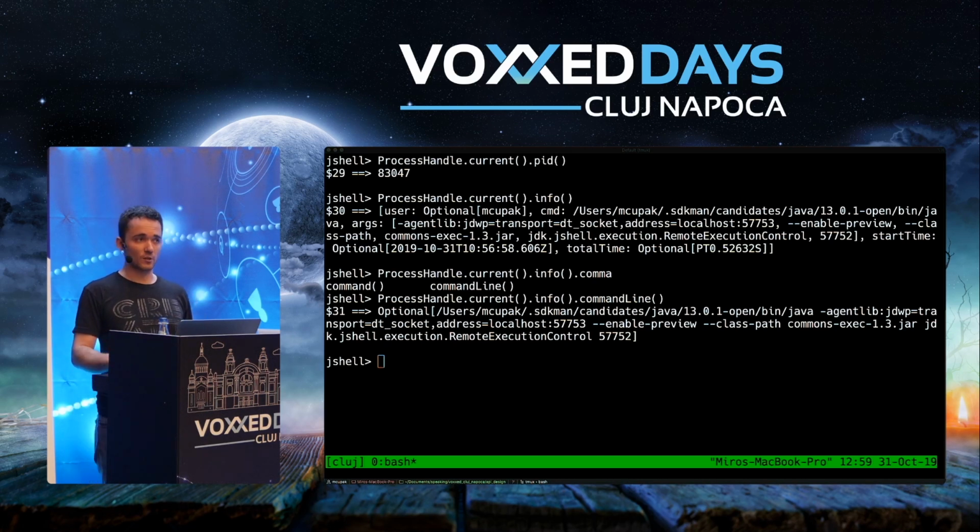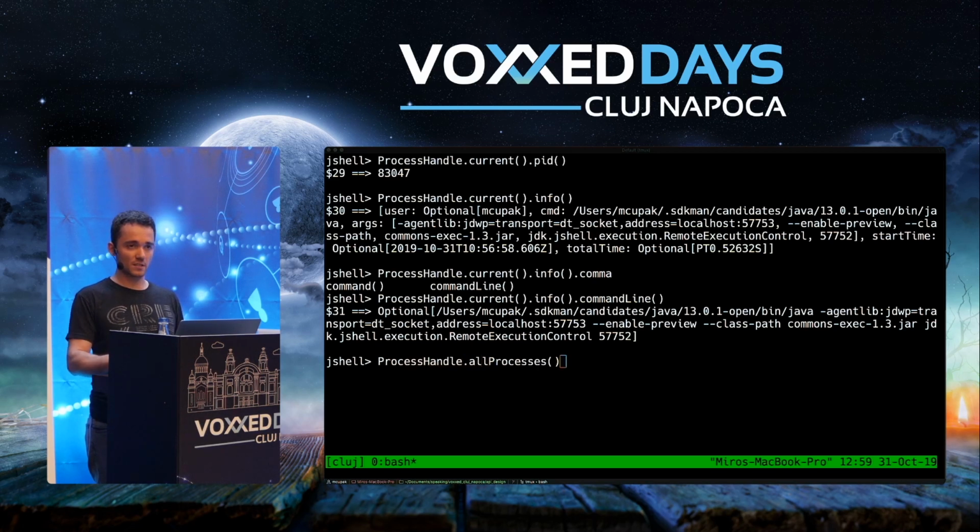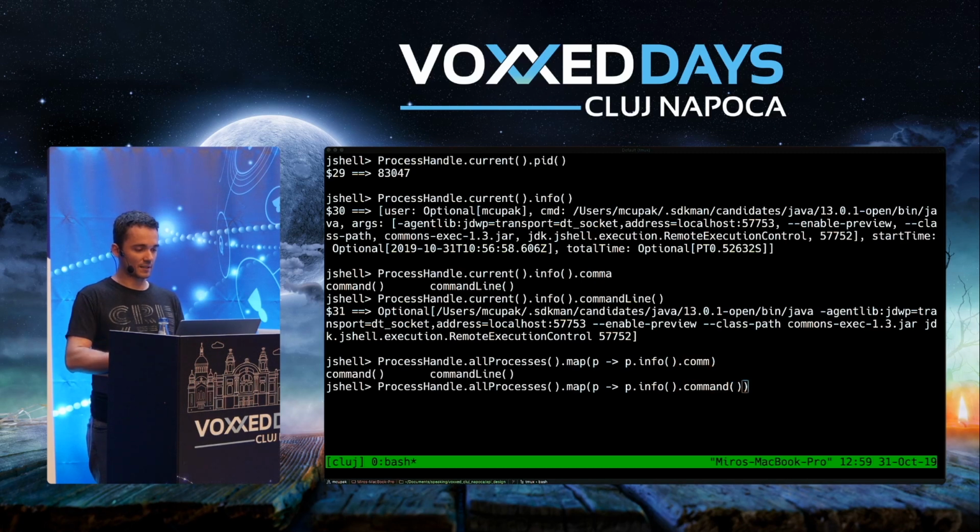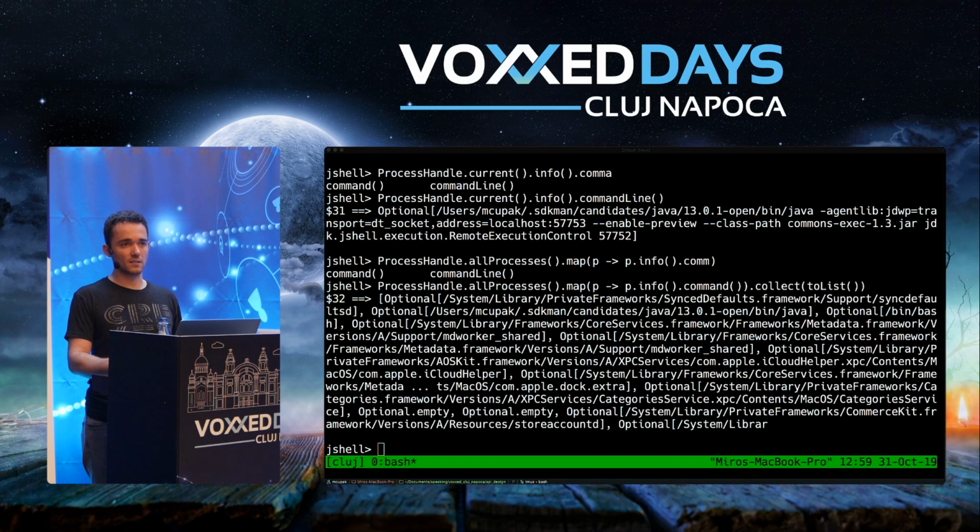You're, of course, not limited to the current process. I can obtain information on all processes. I can just do ProcessHandle.allProcesses. This gives me a stream of all the processes that are visible to me. And I can use all standard stream functionality, for example, a map to extract some information. Let's say for each process, give me info and give me a command. And let's just collect them, let's say, to a list. And this is the list of all the commands running in my operating system right now.